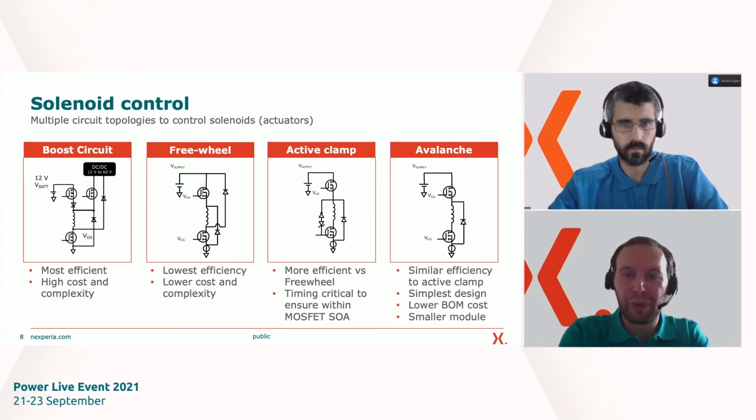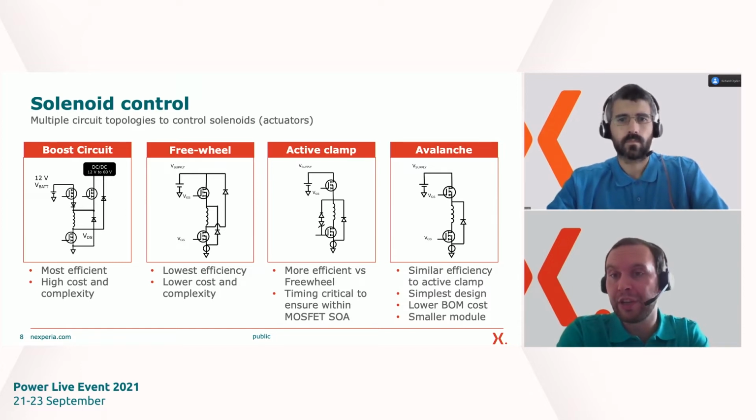Now, it's critical to point out here that timing is critical for this style of design, because you need to ensure that you're within the MOSFET safe operating area, because you are turning the MOSFET back on. This is more efficient versus the freewheel topology that we've just discussed a little earlier. If we then move on to Avalanche, we see, I would say, a similar efficiency to active clamp.